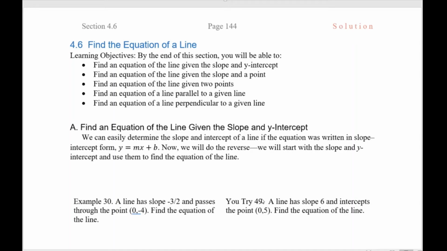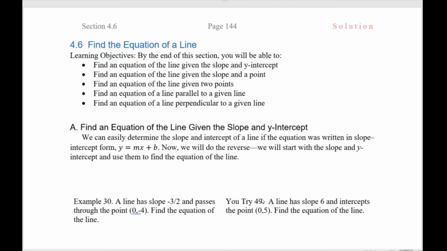In section 4.6, we'll find the equation of a line. We'll do this given some information. It could be a graph, it could be the slope and y-intercept, or just a generic point. It could be 2 points. We could be given a line and try to create an equation that is parallel to it through a specific point, or perhaps perpendicular to that line through a specific point.